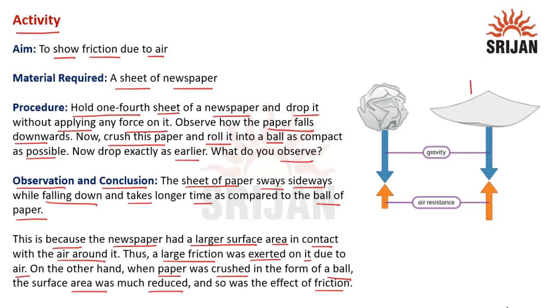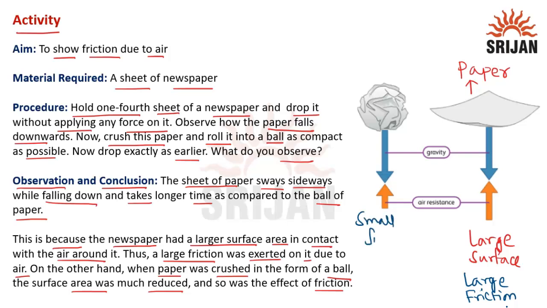So, this was the normal paper and it had the large surface in contact with the air, and that means it has a large amount of friction. On the other hand, the ball had the small surface in contact with the air and it would have a small amount of friction applied on it.